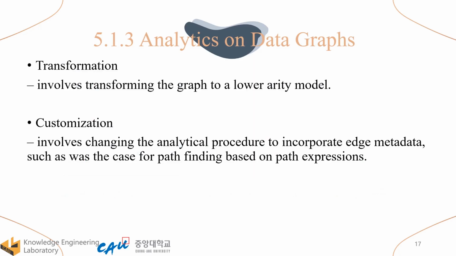Transformation involves transforming the graph to a lower-arity model. The transformation may be lossy, meaning that the original graph cannot be recovered, or lossless, meaning that the original graph can be recovered. Customization involves changing the analytical procedure to incorporate edge metadata, such as was the case for pathfinding based on path expressions. Other examples might include structural measures for node similarity that not only consider common neighbors, but also common neighbors connected by edges with the same label, or label or aggregate centrality measures that capture the importance of edges grouped by label.